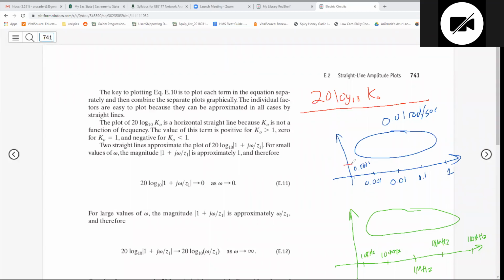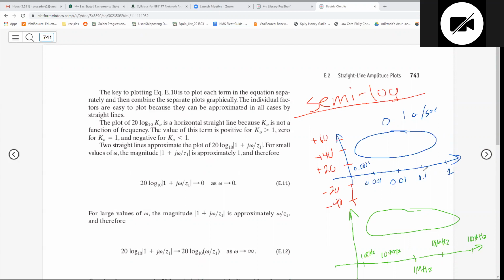On the x-axis, we're going to keep our normal linear scale of 20, 40, and 60. And we're going to have -20 and -40 as well. So this is called semi-log, because we're half logging. We're logging on the x-axis, but we're not logging on the y-axis.